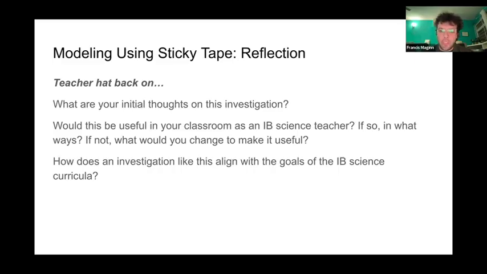Thinking about the scientific investigation, thinking about inquiry-based learning. I know the IB talks a lot about these kinds of things. So what do y'all think? What's your first gut reaction to an investigation like this?